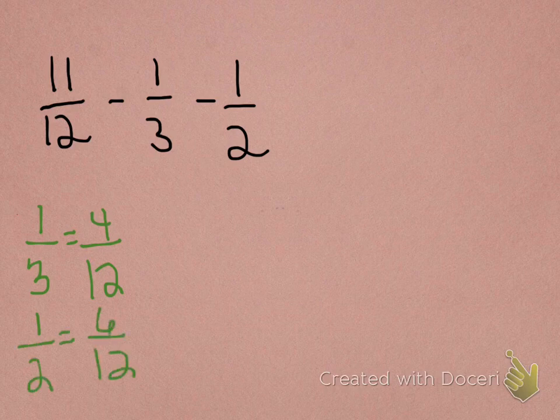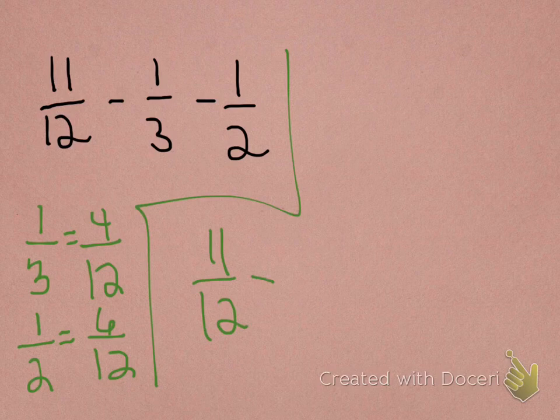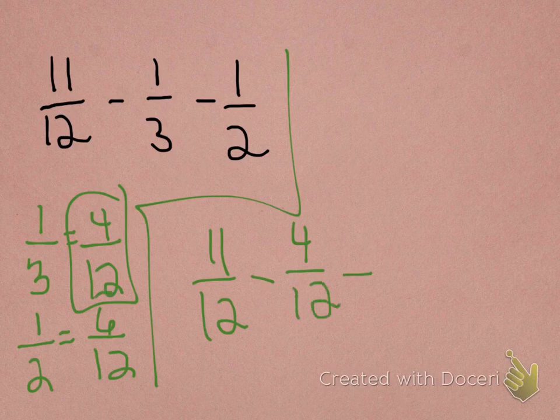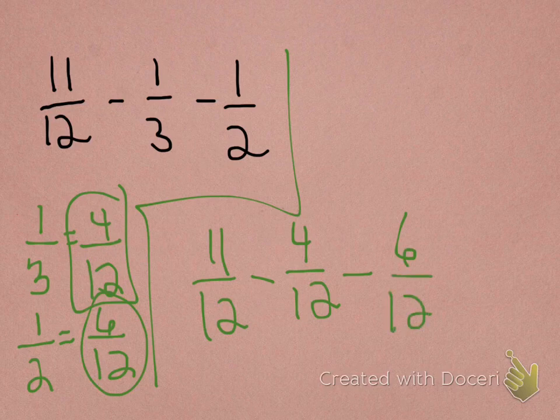Same thing as before, right? So we're looking at 11 12ths, which we did not change, minus, instead of 1/3, we made that 4 12ths. So I would write 4 12ths. Minus, instead of 1/2, we made that 6 12ths. Okay. Denominator, even with subtraction, stays the same at 12. And 11 minus 4 is 7, minus 6 is 1. So you're left with 1/12. Same rules apply, even when it's more than 2 fractions, 3 or more.